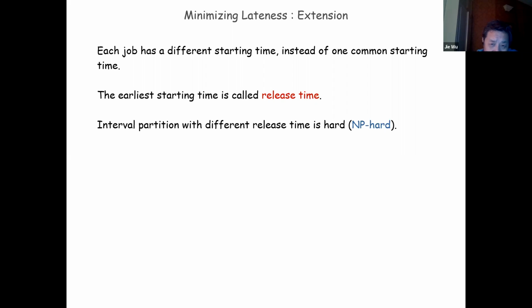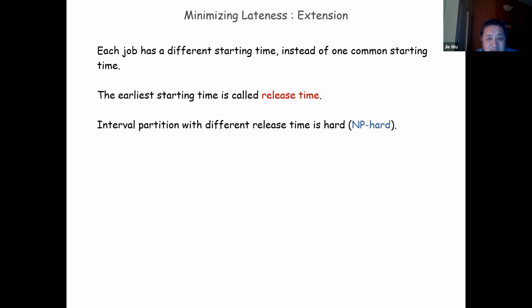So it looks similar, like each one has a deadline, but the problem is there's a release time, and the release time is not the beginning. In some sense I give you some flexibility, but not too much. They give you a range: when is the earliest time you can start, and when is the latest time you have to finish. If the problem is given such a range, then it's an NP problem. NP means we'll discuss later. It's very hard; there's no polynomial solution.